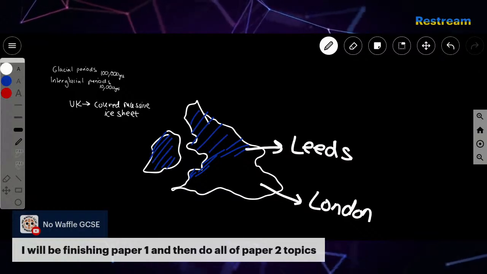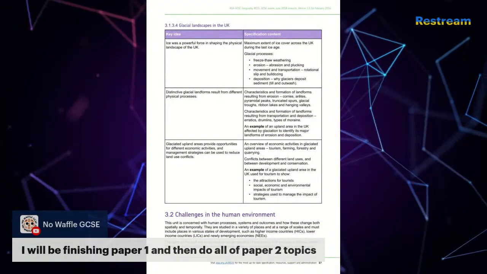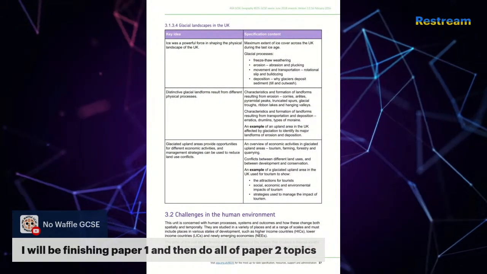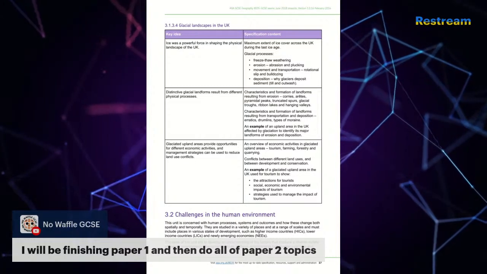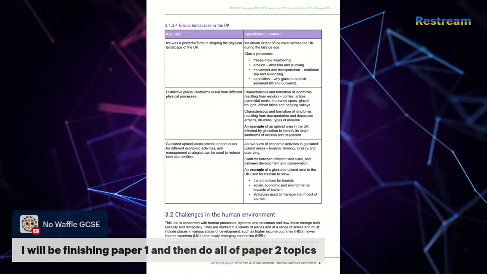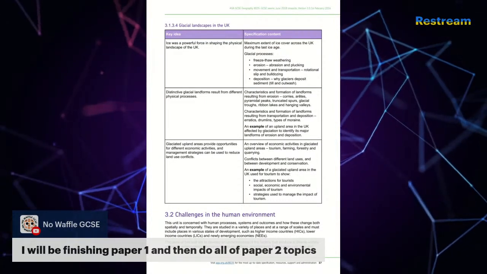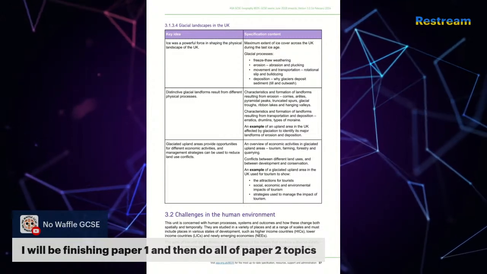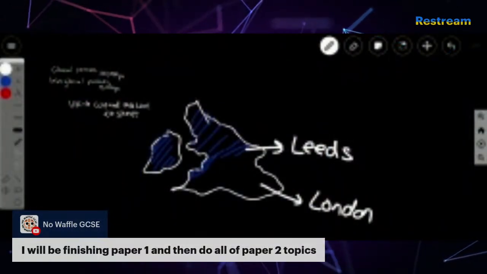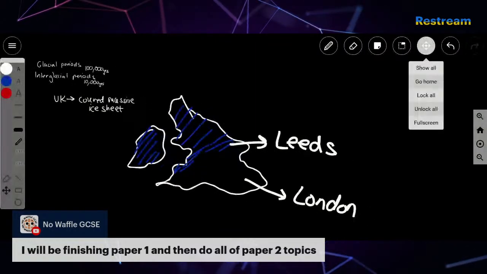Going back to the specification, the next thing you need to know about glacial periods is the glacial processes. So we've got freeze-thaw weathering, erosion, movement and transportation, deposition, and things like that. So let's now move on to glacial processes. But first of all, what is a glacier? It's important, as it can be hugely confusing. A glacier is just a massive block of ice.